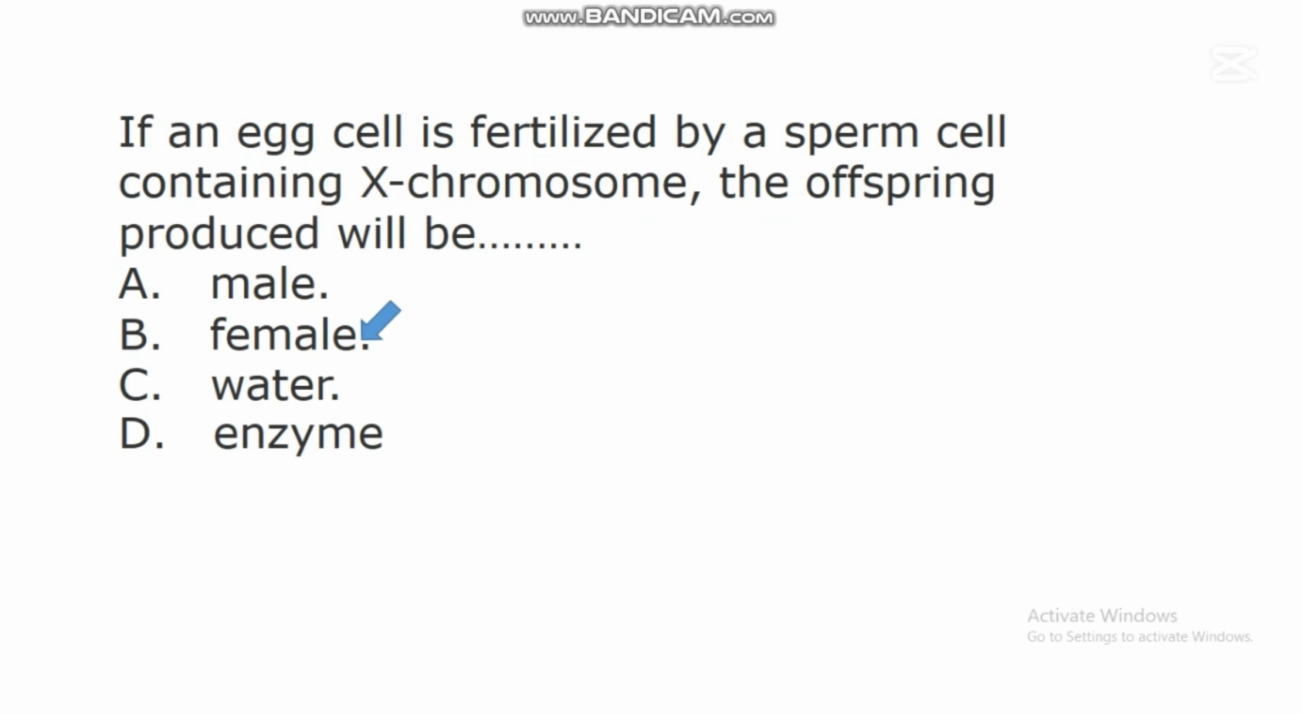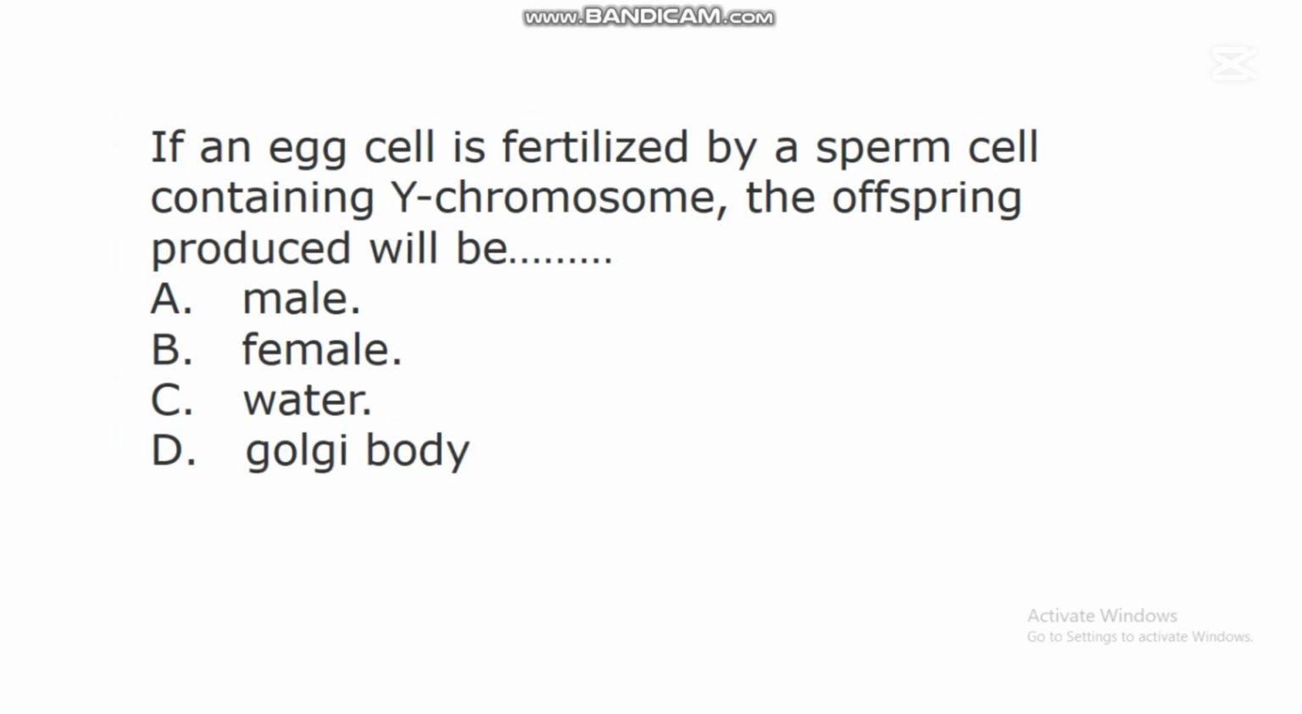Studies have shown that each egg cell of a woman contains X chromosome. So when the egg cell of a woman that contains X chromosome is fertilized by a sperm cell containing X chromosome, the offspring that will be produced will be female, because females are the ones that have XX chromosomes as their sex chromosomes.